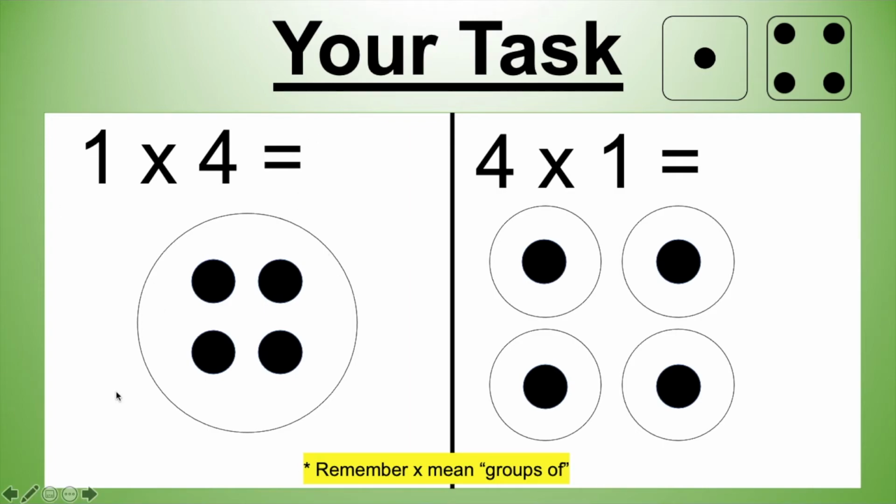So you pick a side and you count how many there are altogether. So 1, 2, 3, 4. Easy. And to check my answer, I'm going to go on this side. 1, 2, 3, 4. They're both 4. Well done. You give yourself a big tick.